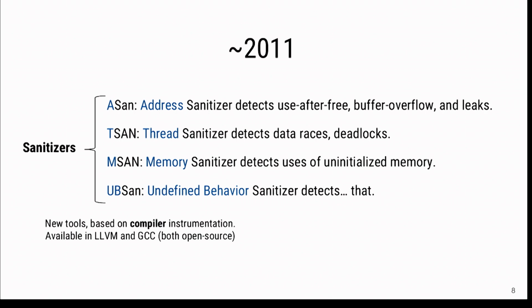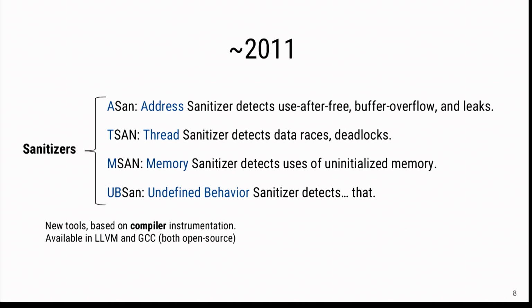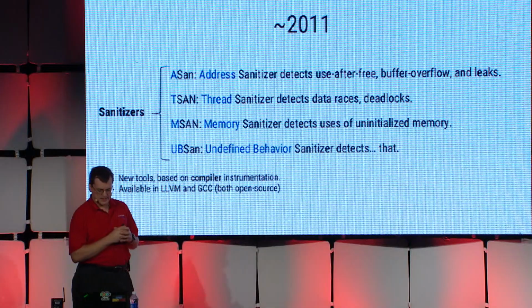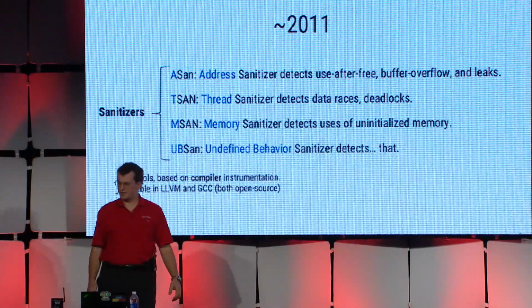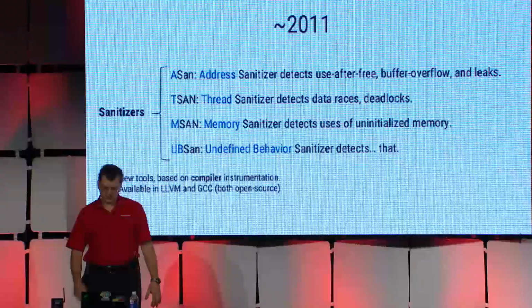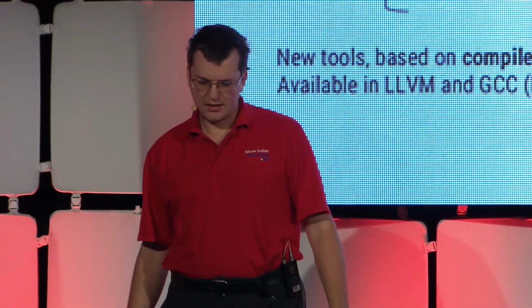There are 4 major tools. ASAN stands for AddressSanitizer. It detects things like use after free, buffer overflows, memory leaks, and all the traditional suspects. TSAN, Thread Sanitizer, finds concurrency bugs, which mostly means data races and deadlocks. The third tool, Memory Sanitizer, finds a single type of bugs today, which is uses of uninitialized memory. And last but not least, UBSAN. UB stands for undefined behavior, and it finds that. More or less all kinds of other undefined behavior in C and C++.